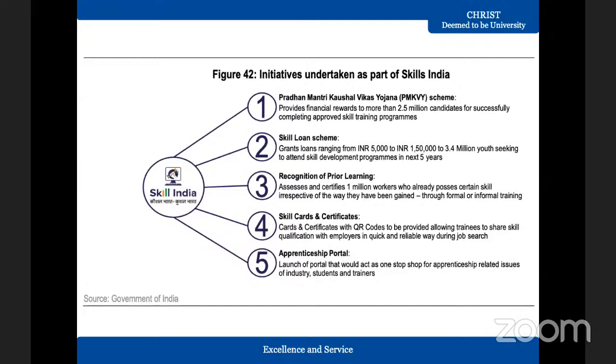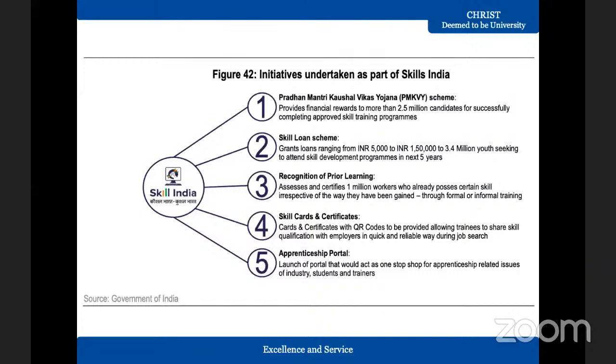One is PMKVY, and the second is the skill loan scheme, where they are giving loans from 5,000 to 1,50,000 rupees. Third is recognition of prior learning: 1 million workers who already possess a particular skill have been upgraded. The Government of India is upskilling the workers' skills. Then comes a skill card, like an ATM or debit card. Once you are trained in a particular skill, they will give you a certification along with a card, like a certificate.